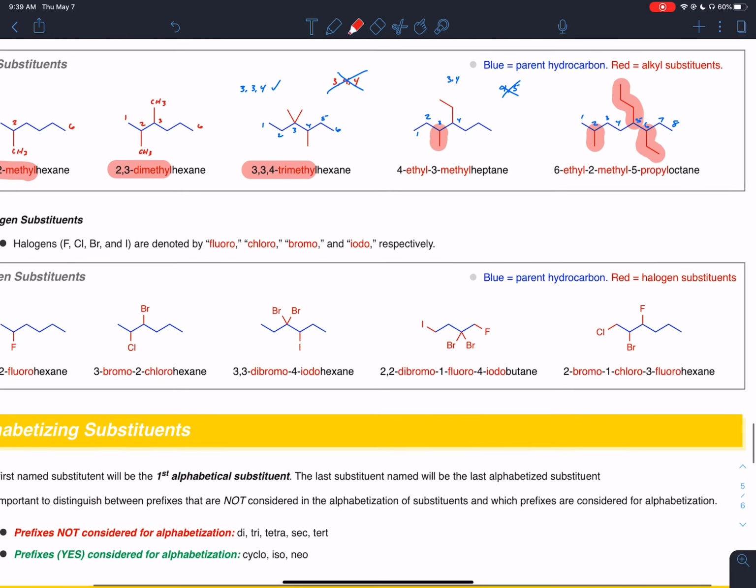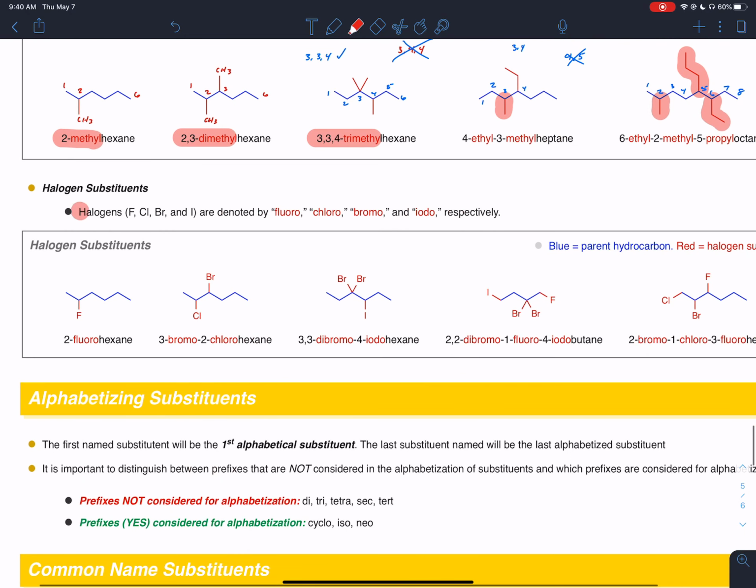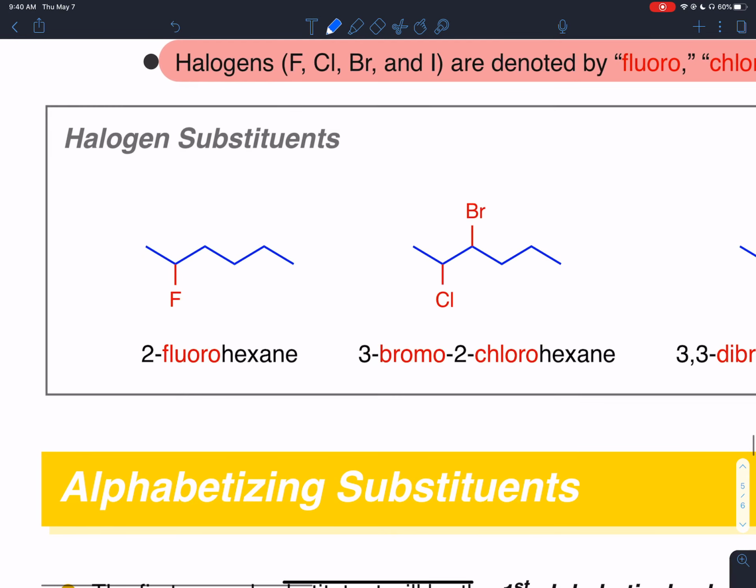Now, remember, halogens are considered to be a functional group, alkyl halides, but in the IUPAC system, these alkyl halides are just considered substituents. They don't actually have a functional group priority. And when we have halogen substituents, we denote those by using the prefixes fluoro, chloro, bromo, and iodo, respectively, for fluorine, chlorine, bromine, and iodine. So let's take a look at some examples.